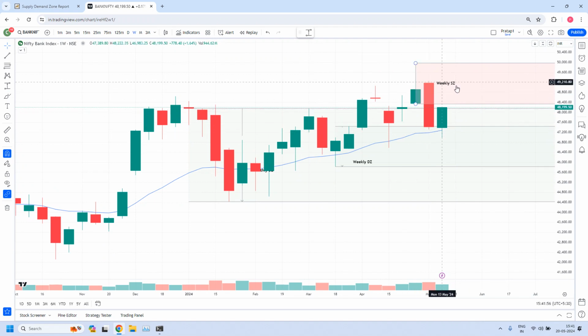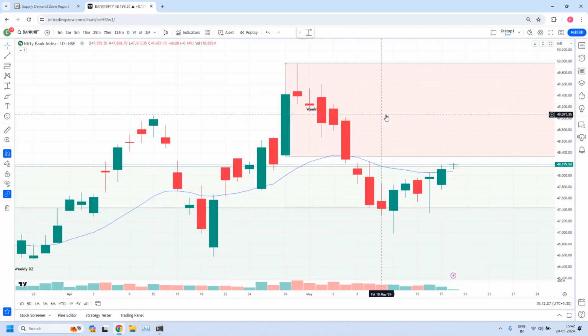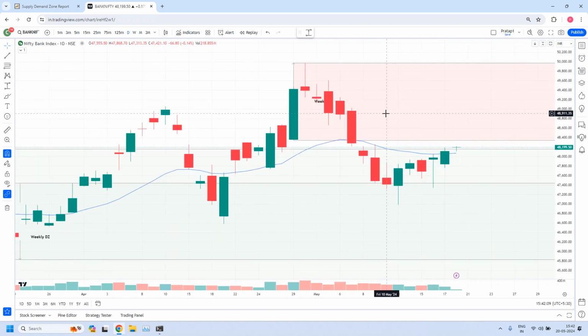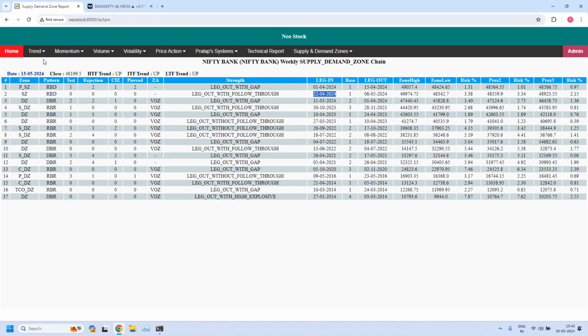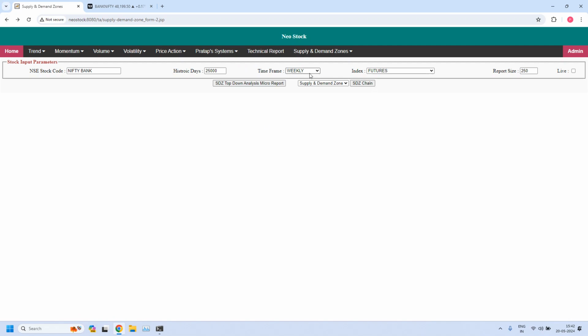So until this weekly supply zone is violated, prices will be moving here. Okay, now let's move on to the daily time frame. Let us also generate the chain for the daily time frame.